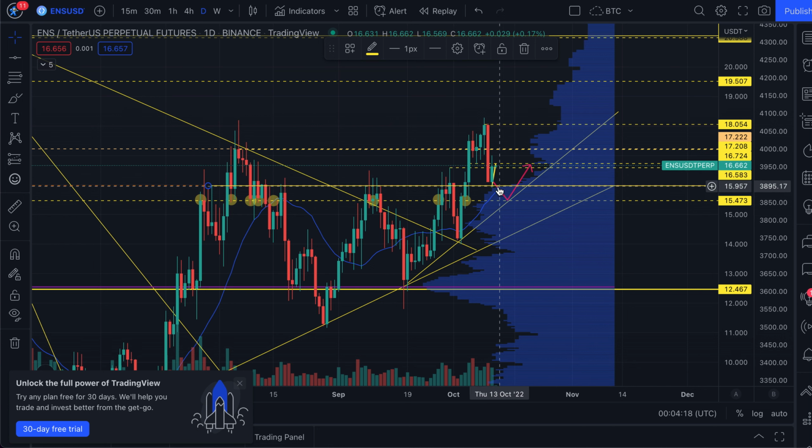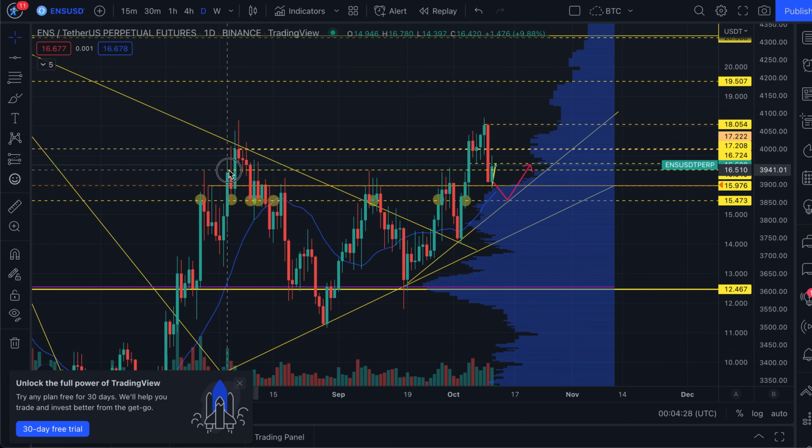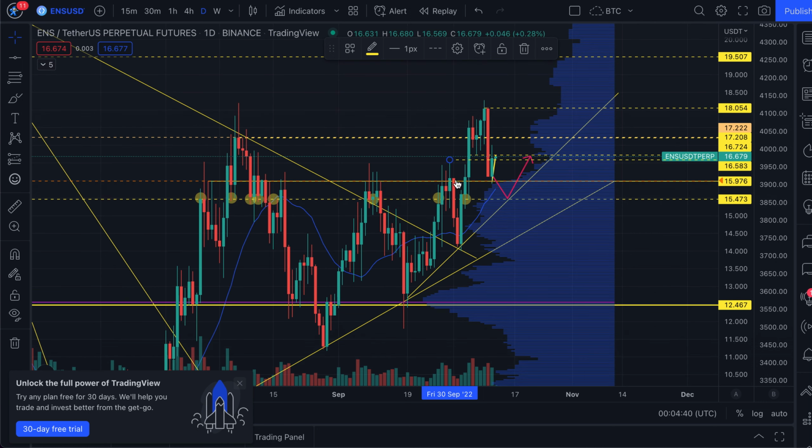Sorry, this is the one I drew right now. But that does seem to coincide with this level right here. No, I'm going to go ahead and revert that. Okay, so this is what I have for ENS. It's a very nice setup. It's been very bullish. It already took out this high from here, and it took out this lower high from here. So I am basically expecting it to bounce.